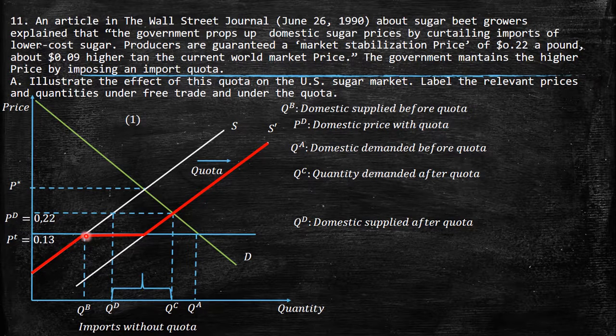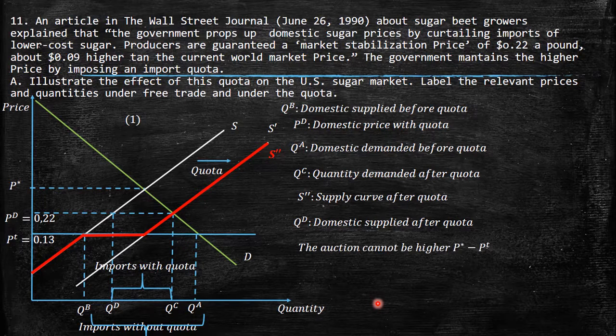So this quantity is going to be bought by the license holders. So this is going to be the new situation. QC is going to be the demand of the consumers, and QD is going to be the supply of the domestic producers, and that difference is going to be the imports with the quota. Okay, so this one is going to be the imports with quota.